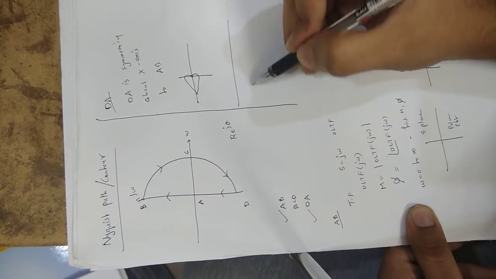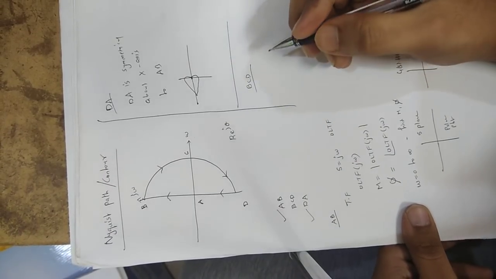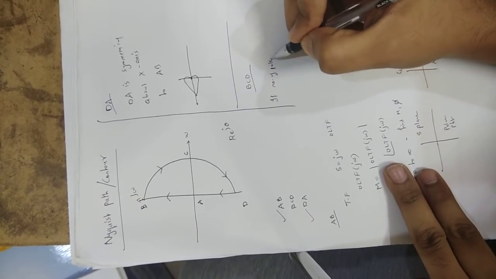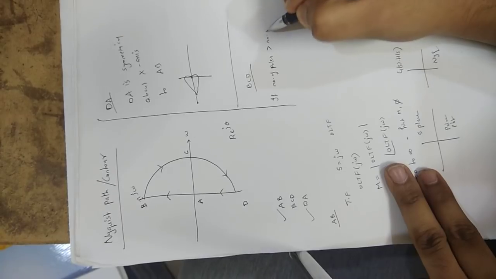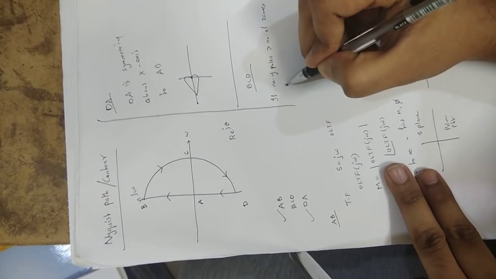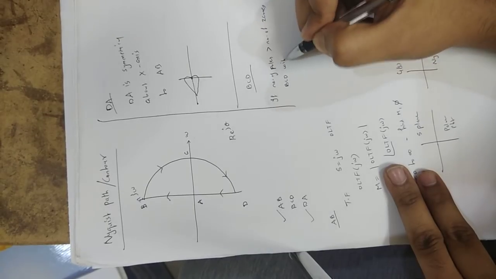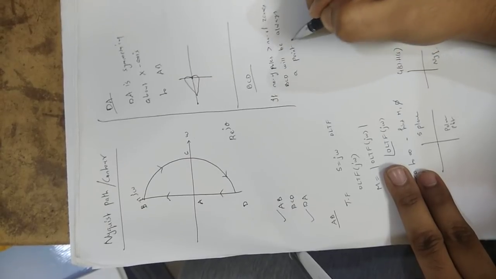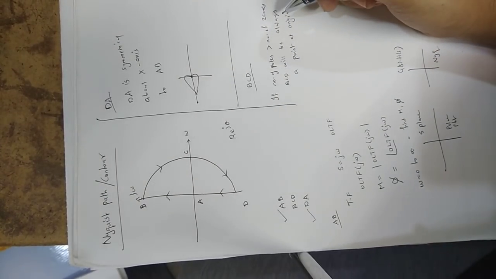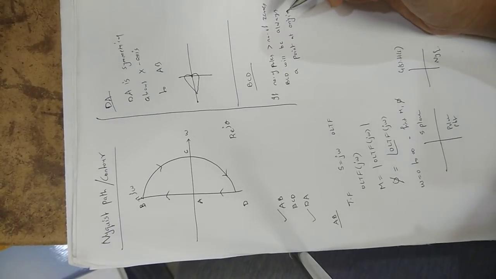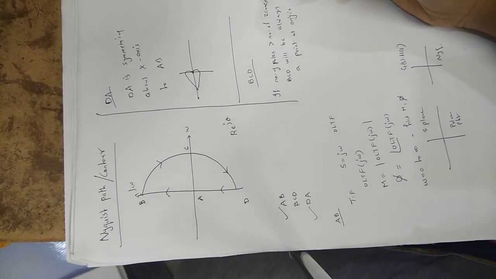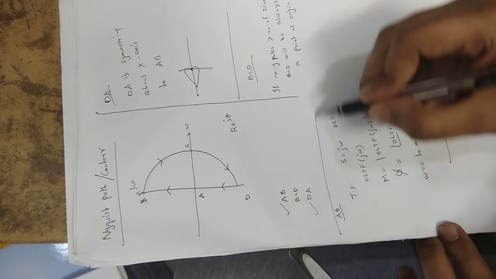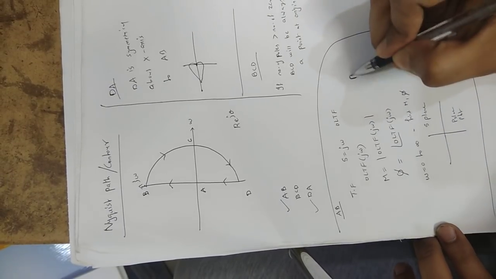The remaining part is BCD. There is one rule in plotting this BCD part. If number of poles greater than number of zeros, then BCD will be always a point at origin. You will get much clarity while solving this problem. So now we have done these three parts. These three parts comprises of a Nyquist path. See, plotting this AB alone is polar plot.